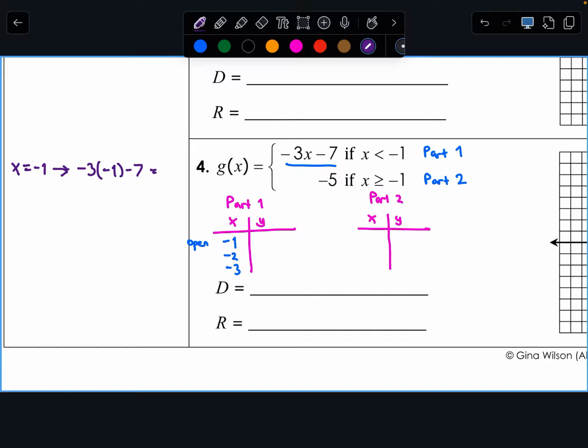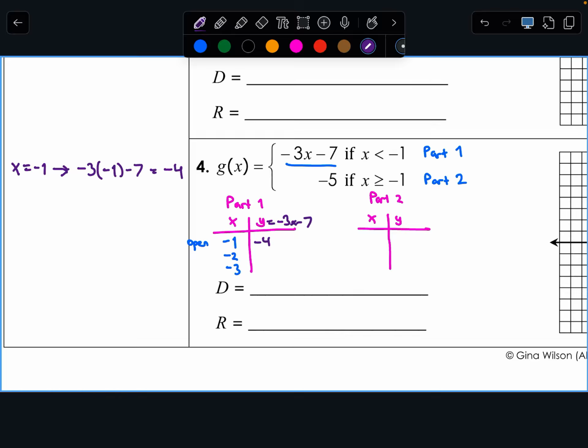Negative what? Because it's going to be 3 minus 7, right? So it's going to be -4. So I'm going to put -4 for y on this part. Again, remember this is for y equals -3x minus 7.